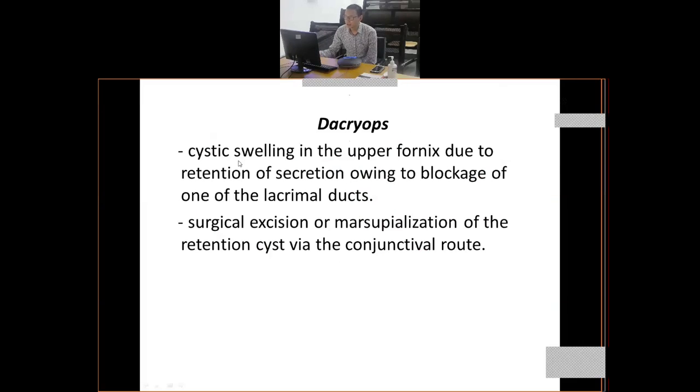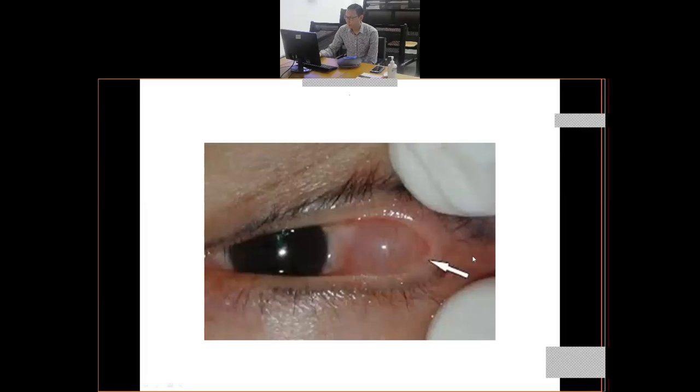Dacryops. Dacryops is a cystic swelling in the upper fornix due to retention of the secretion owing to the blockage of one of the lacrimal ducts. Surgical excision or marsupialization of the retention cyst by a conjunctival route is the treatment. You can see there is a cystic swelling in the fornix. It's a case of dacryops.